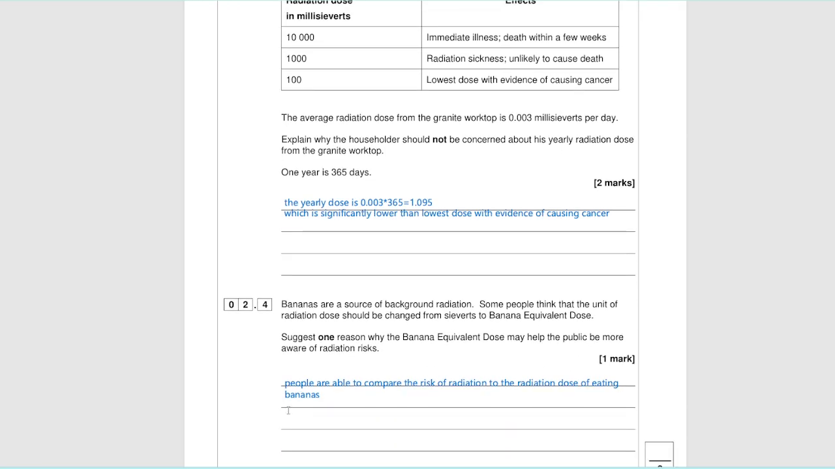And this is rather simple. People are able to compare the risk of radiation to the radiation dose of eating bananas. So, for example, if we're told having a granite worktop in your house is equivalent to eating 3 bananas, 3 bananas is a lot easier to understand for any average person than 0.003 millisieverts. Unless you're doing high level physics, you won't know what a millisievert is.